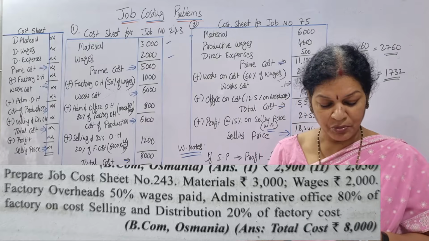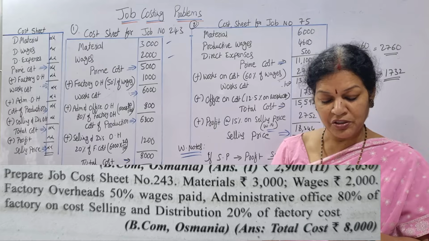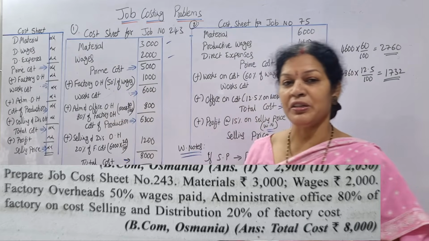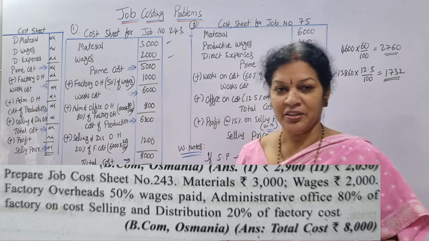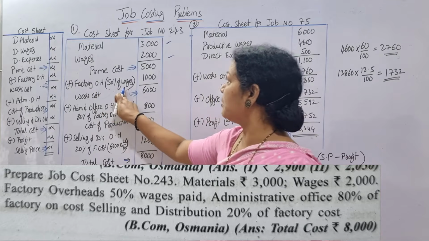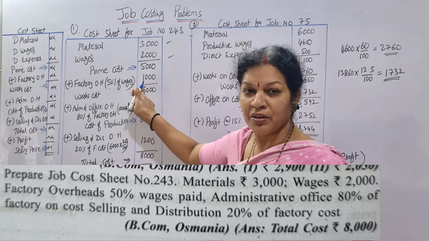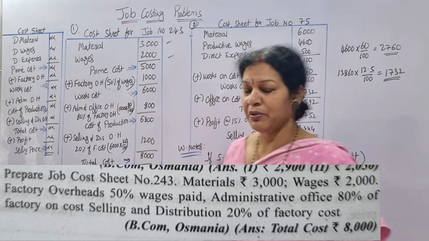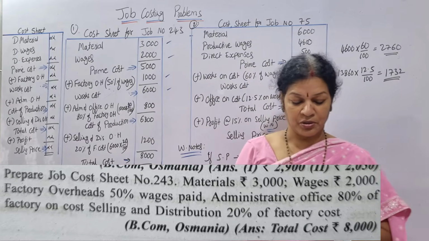To that prime cost, what they said: factory overheads, 50% of wages paid. Means factory overheads are 50% of wages. If we add factory overheads, we get works cost, right? Wages are 2000. 50% of 2000 is 1000. So 1000 we have written. If we add the factory overheads, we get works cost.